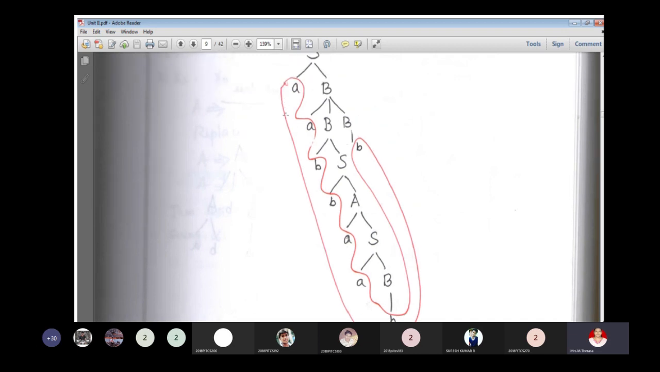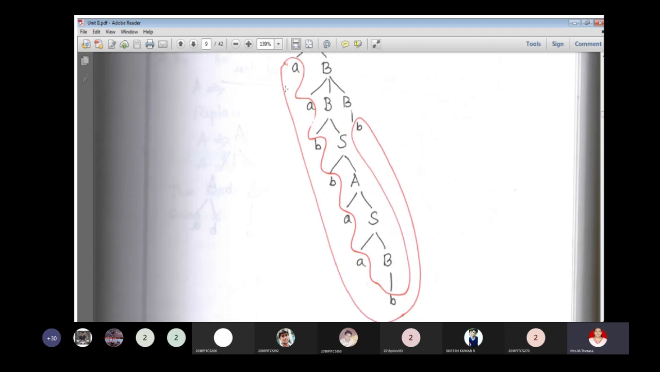Next, how can you get the yield? Yield is obtained by reading the leaf nodes from left to right. So when we read the leaf nodes from left to right, we get a, a, b, b, a, b, b. Clear?